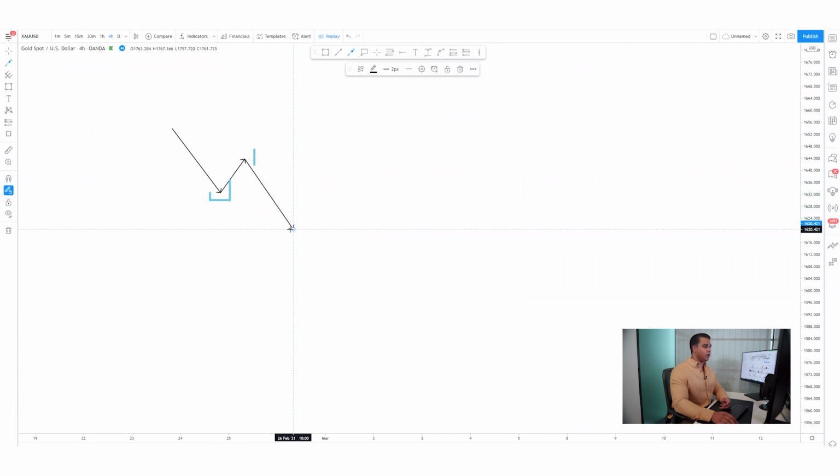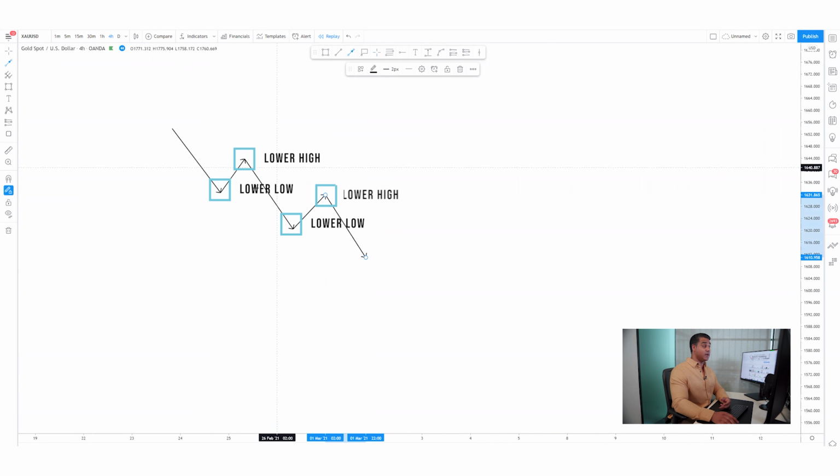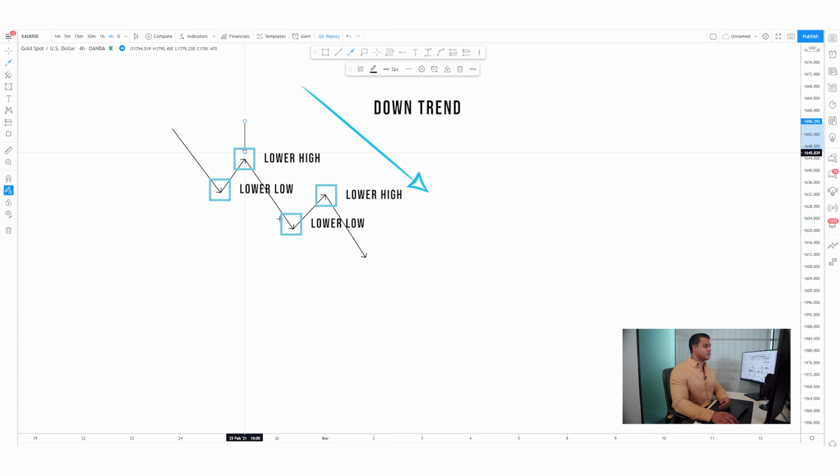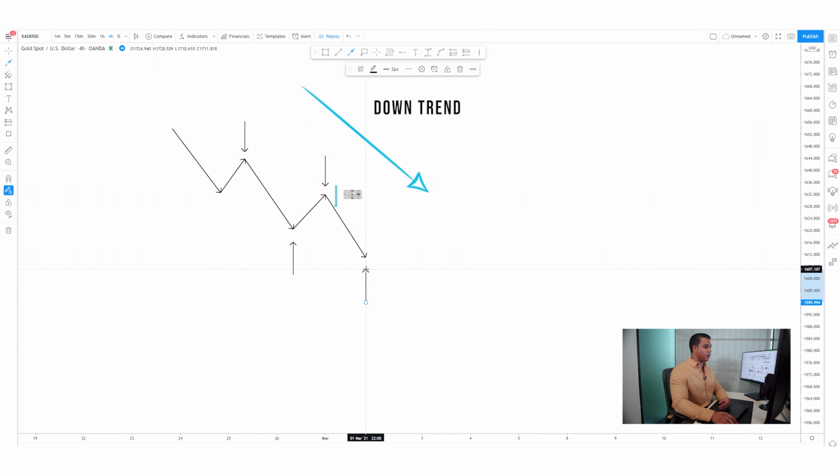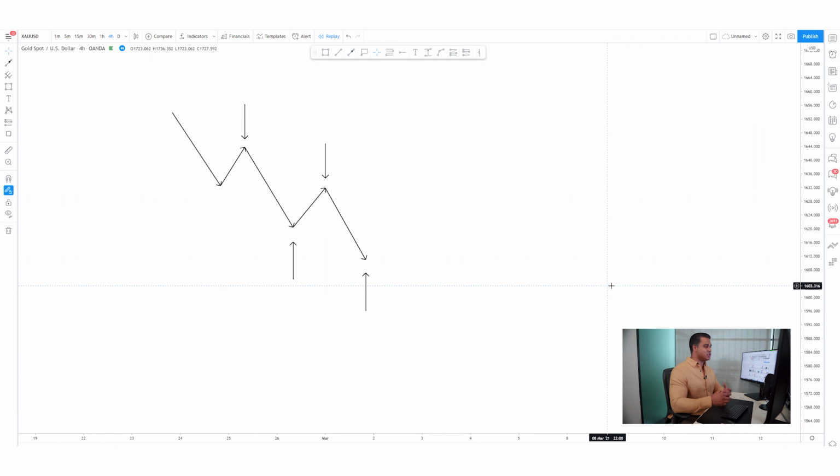We know trends make lower lows and lower highs, especially when they're in a downtrend. This will classify as your lower high, this is your lower low, this is your lower high, and this is your lower low. Now, when we're trading, a lot of traders tend to get into trades really late, especially when the markets are trending, because they sit there most of the time watching it move down without getting in.